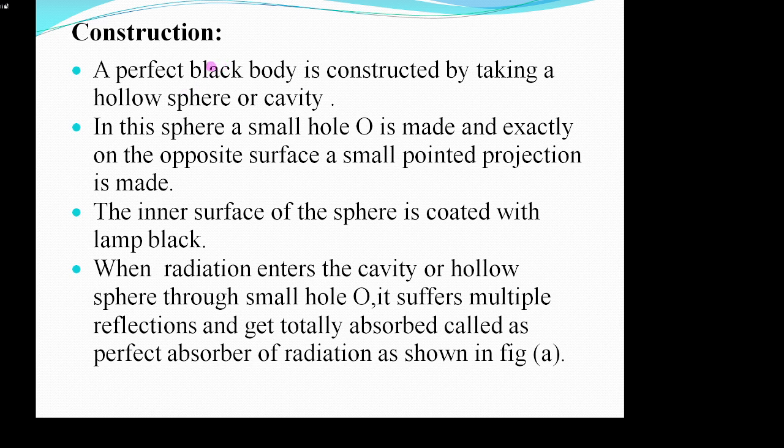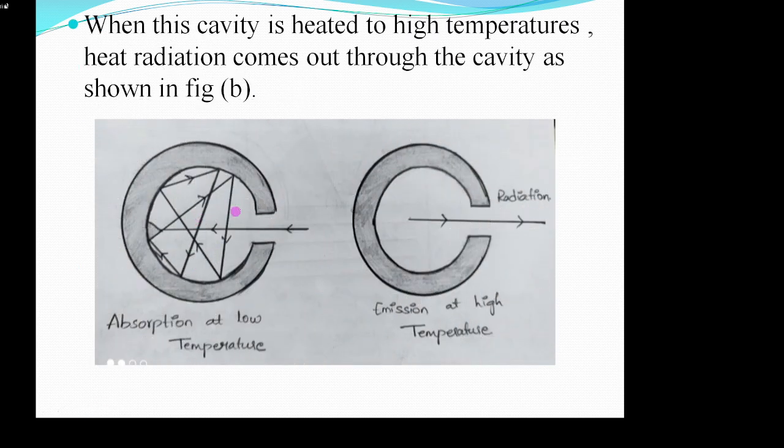In order to construct a black body, let us consider a spherical cavity. See here, this is the spherical cavity. It has a small opening O. So we take a spherical cavity with a small opening O. Next, opposite to the opening, we make a small projection, with the help of thermocol or granite stone, like this.